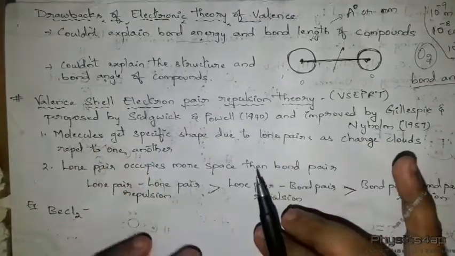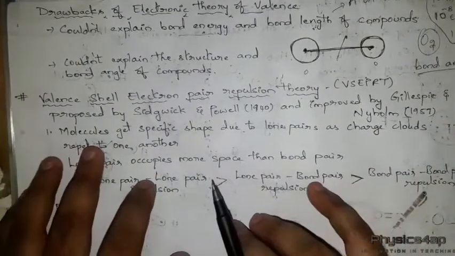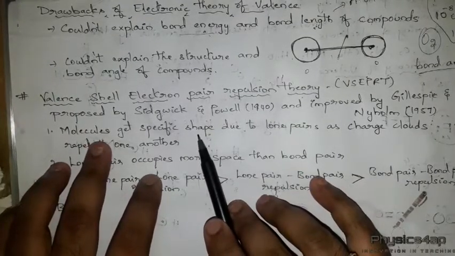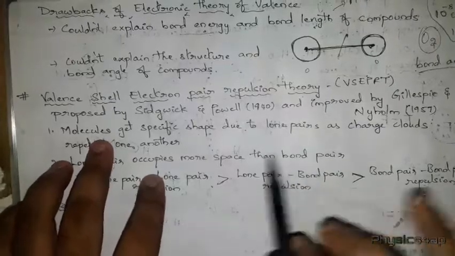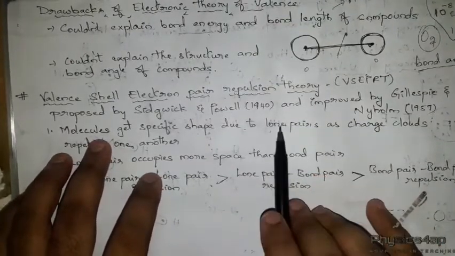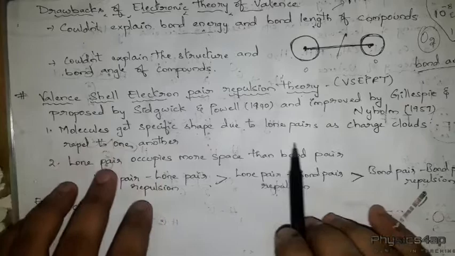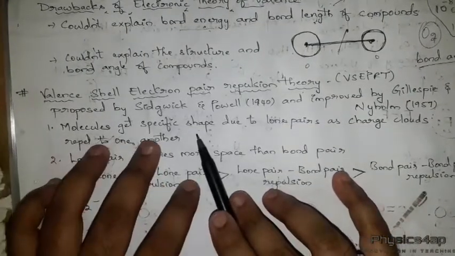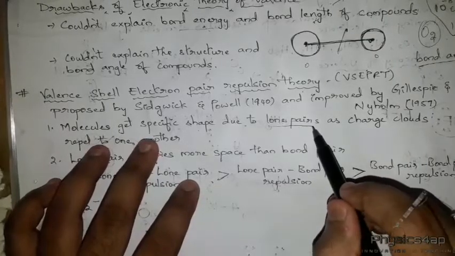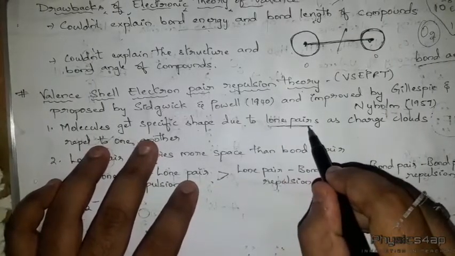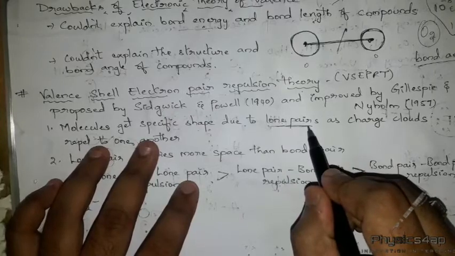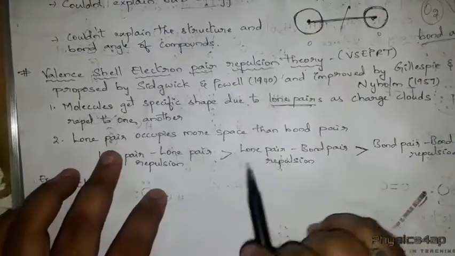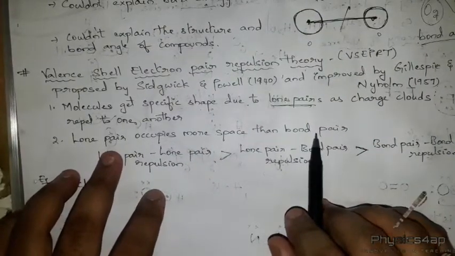What it explained is that molecules get a specific shape. As we have discussed before, the shapes of the molecules are due to the lone pairs, as the charge clouds repel one another. We will discuss that now. The molecules get a specific shape due to the presence of lone pairs, and the lone pairs occupy more space compared to the bond pairs.